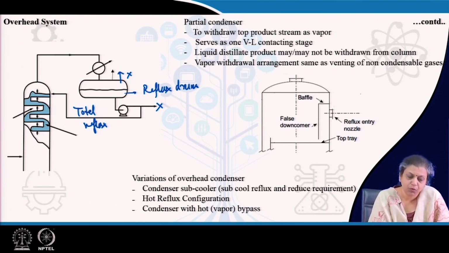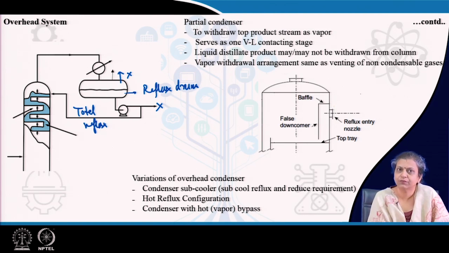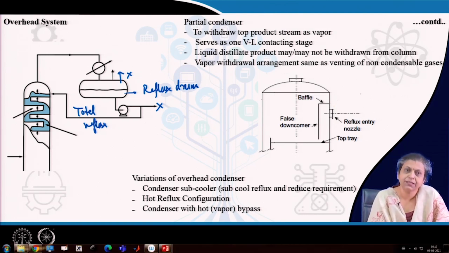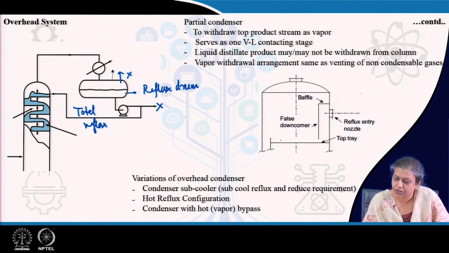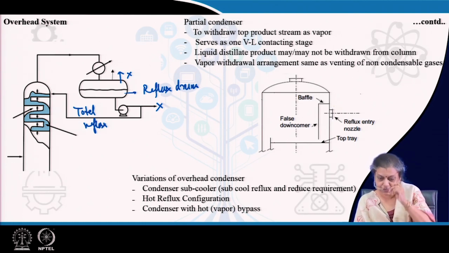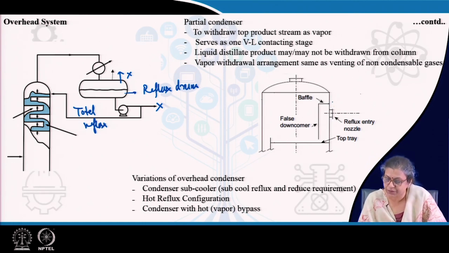The other thing is, the moment the vapor comes in contact with the cold reflux, there is an abrupt contraction. This may result in vibration or maybe some internal hammer inside the column, which is not a desirable situation. So, it is important to ensure that the reflux does not come in contact with the vapor the moment it enters here. For that case, what arrangement do we make? Just above the reflux entry nozzle, we have a horizontal baffle here, and we have a false downcomer in this particular case.